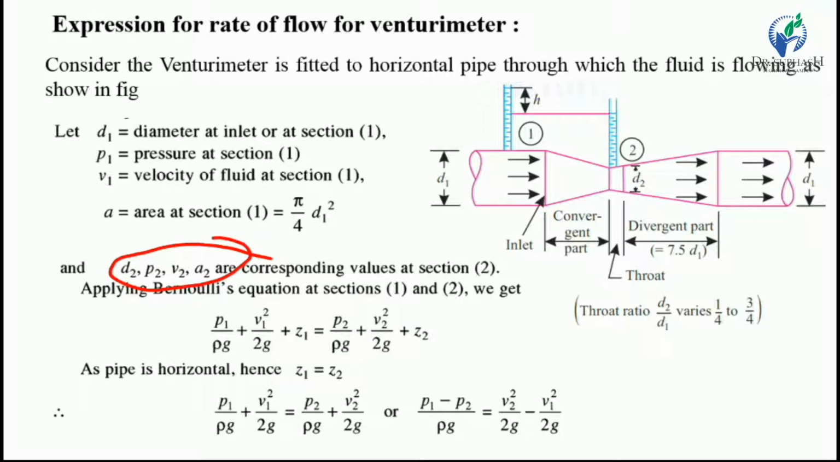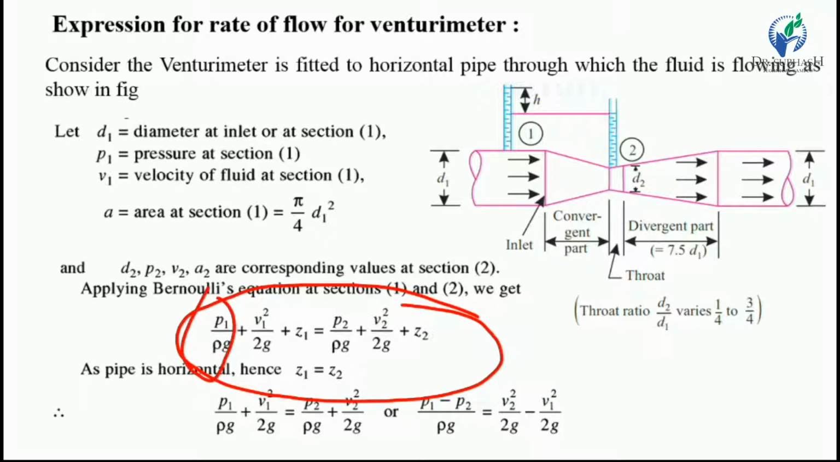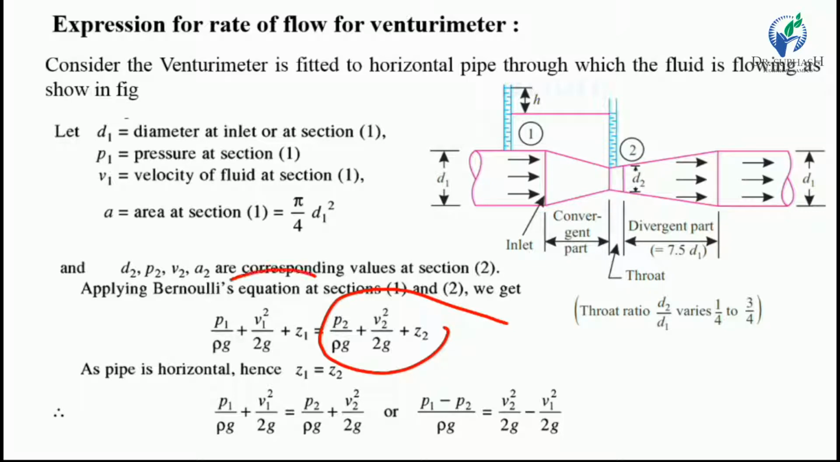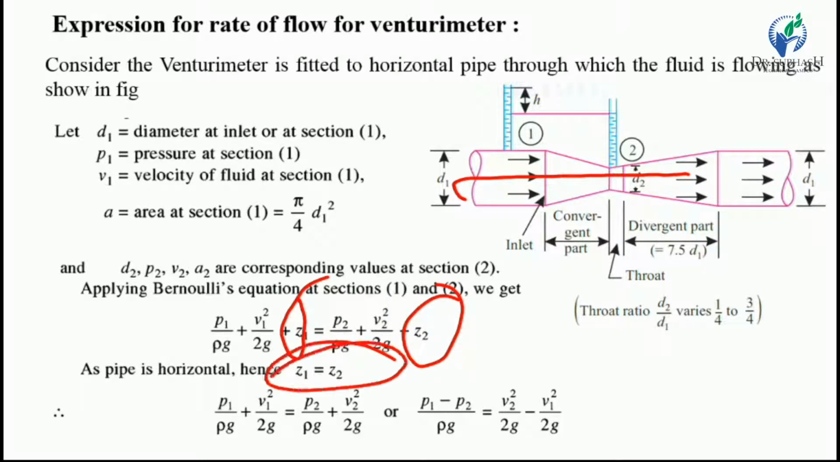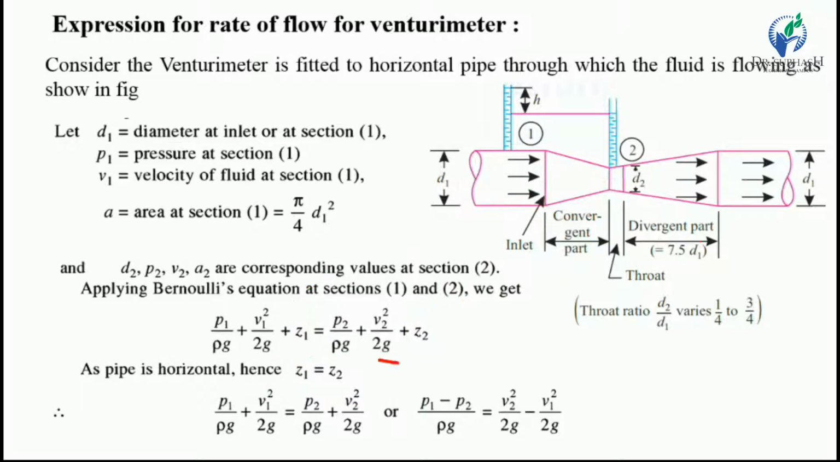D2, P2 and V2 are the diameter, pressure and velocity at section 2, and A2 is the cross-section area at section 2. Now we apply Bernoulli's equation at section 1 and section 2. We know the pressure energy, kinetic energy and potential energy at both sections. Now the venturimeter or pipe is perfectly horizontal, so the potential energy difference is zero. So Z1 is equal to Z2 because the datum height at section 1 and section 2 is equal. So the equation has only pressure energy and kinetic energy.